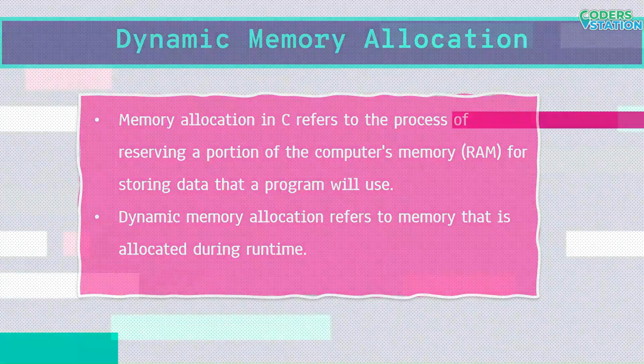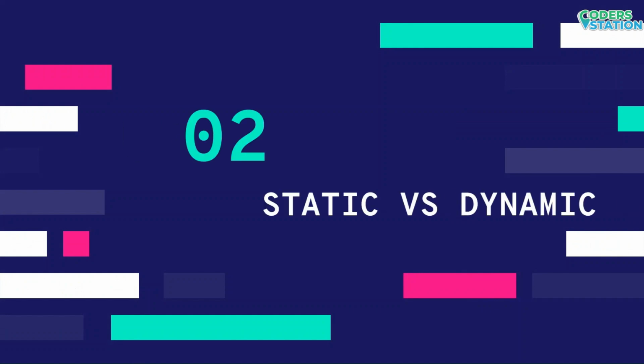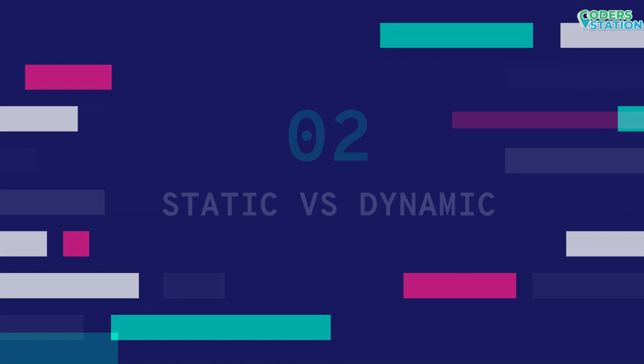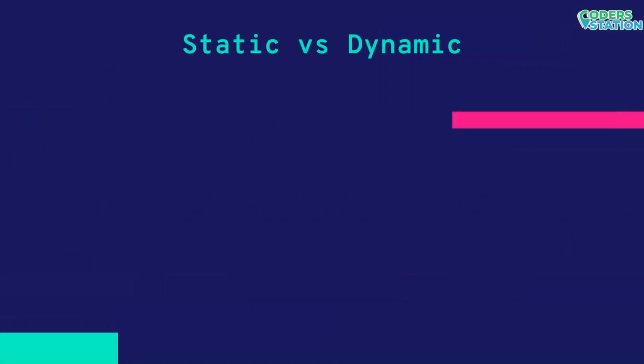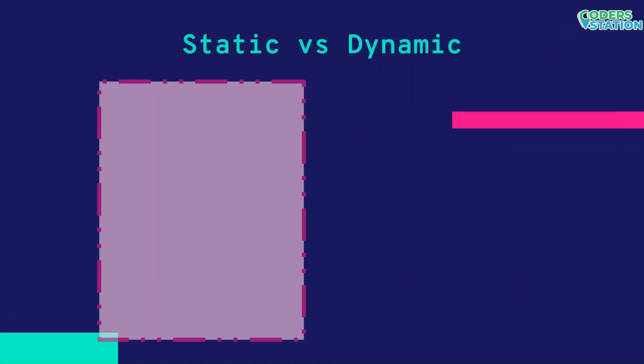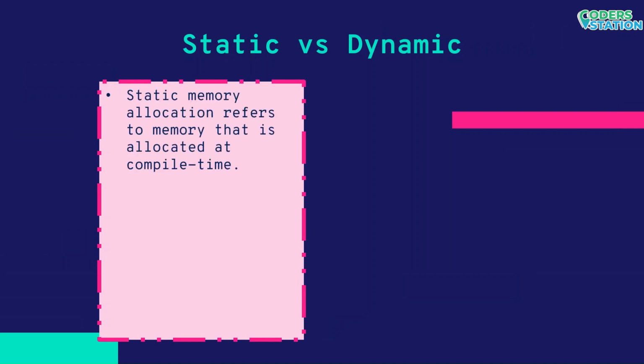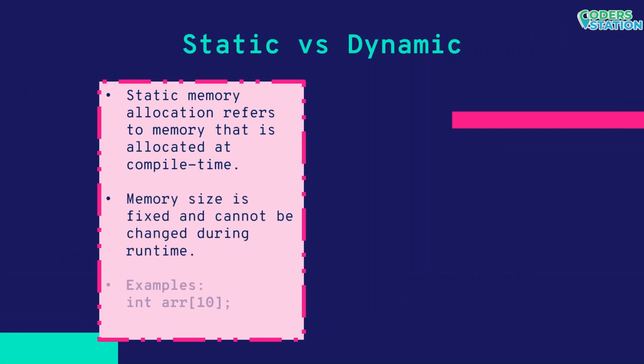Now let's see what is the difference between static and dynamic memory allocation. There are two types of memory allocation, static and dynamic. Static memory allocation fixes the size at compile time. For example, declaring an integer array of size 10. This allocates memory for 10 integers at compile time, that is before the execution of our program.